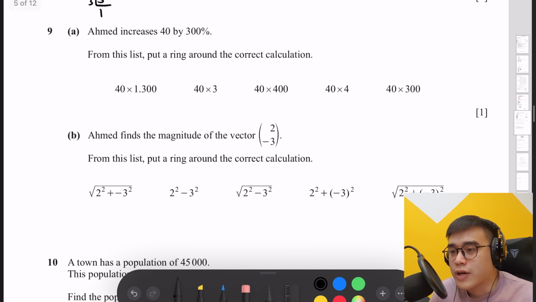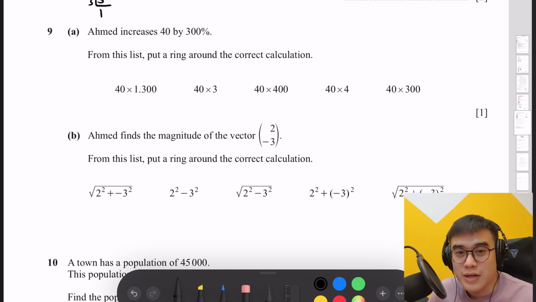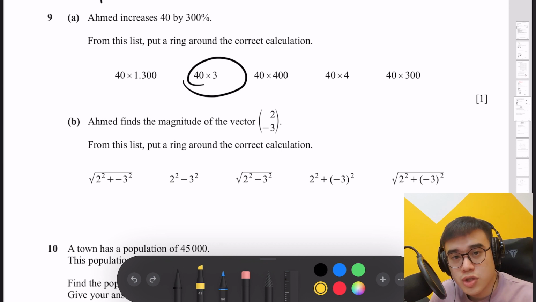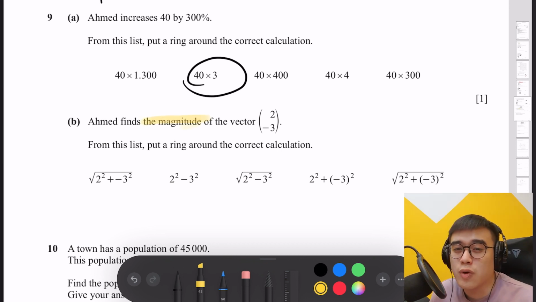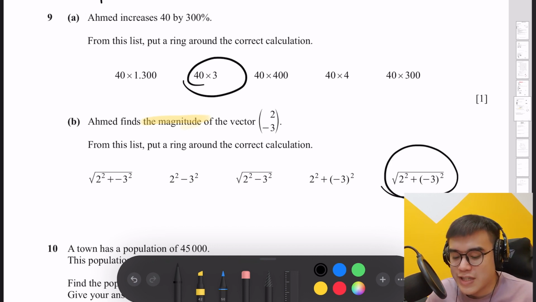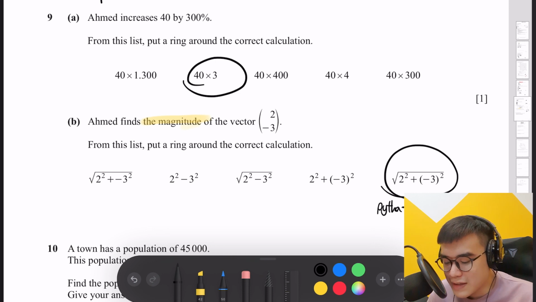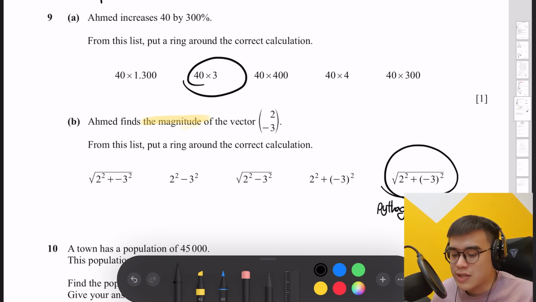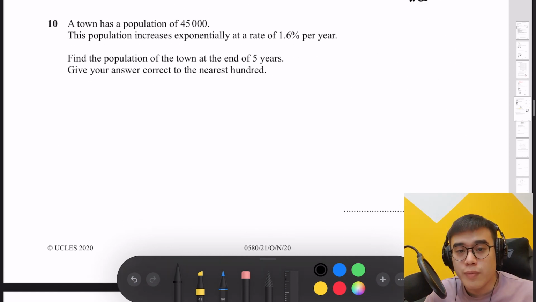As for 9a, it is kind of new. First time seeing this. It normally appears in core only. So all you need to do is to trace which one is actually 300%. Out of all the options, it will be 40 times 3. As for part B, finding the magnitude. Whenever you see the keyword magnitude, basically what they want is the Pythagoras theorem. Based on the results that they gave us here, only the last one qualifies because they put a bracket around negative 3 over there. Without the brackets, it would be wrong.